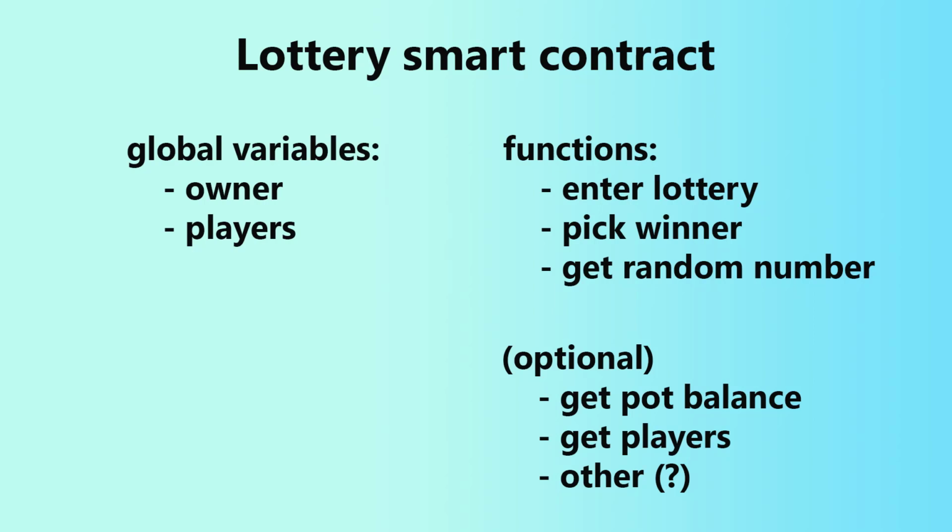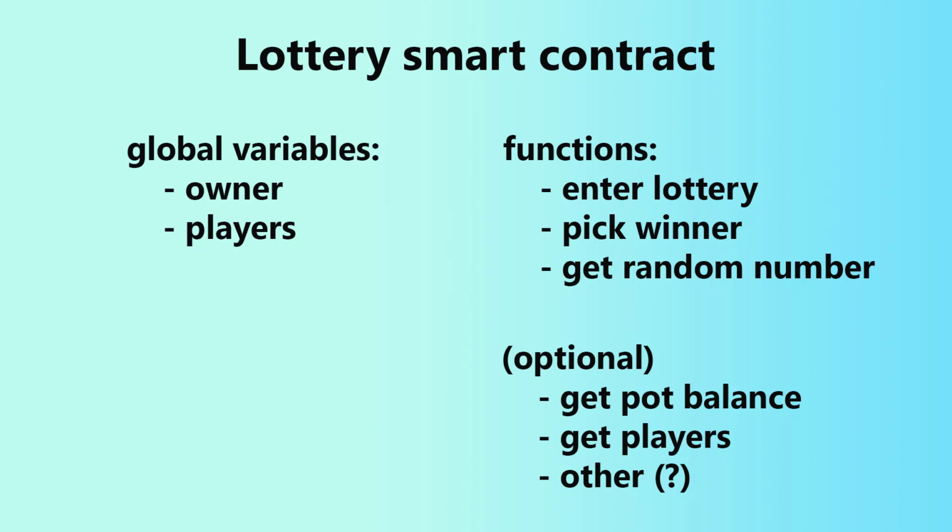Secondly, we'll need a list of all the players in the lottery. Now we have a couple of choices when it comes to Solidity. We have a mapping, which is basically an object of key value pairs. And we have an array, which is essentially a list of values. The only thing we'll really need here is a list of player addresses, so I think the array might be our best bet.